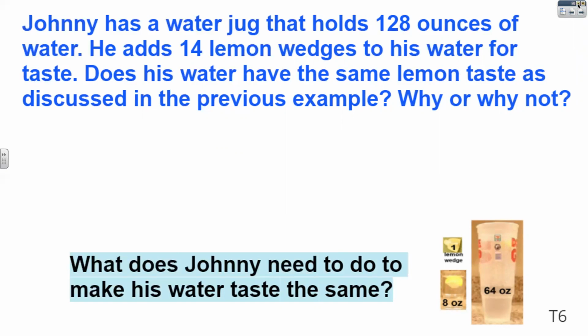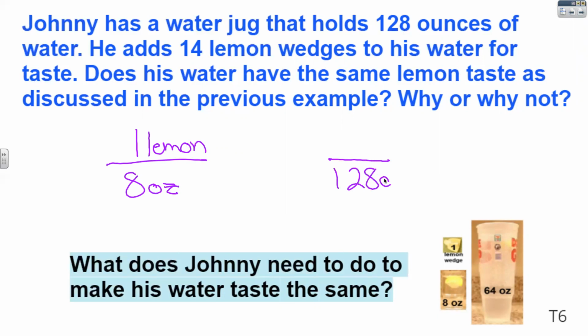Well, let's set up that ratio. What was the ratio we figured out? How many lemons? 1 lemon to 8 ounces of water. Now he's telling us, what did Johnny do? Johnny did 128 ounces to 14 lemons.